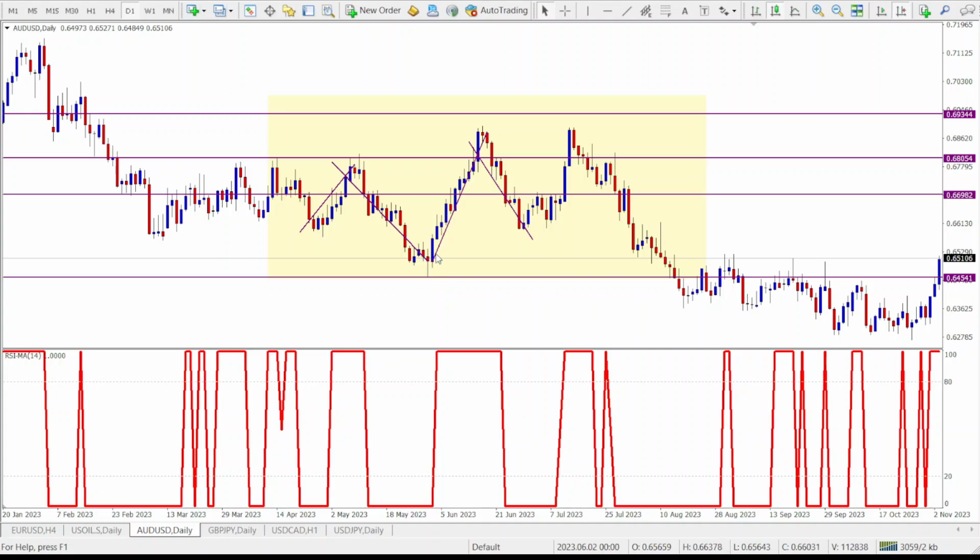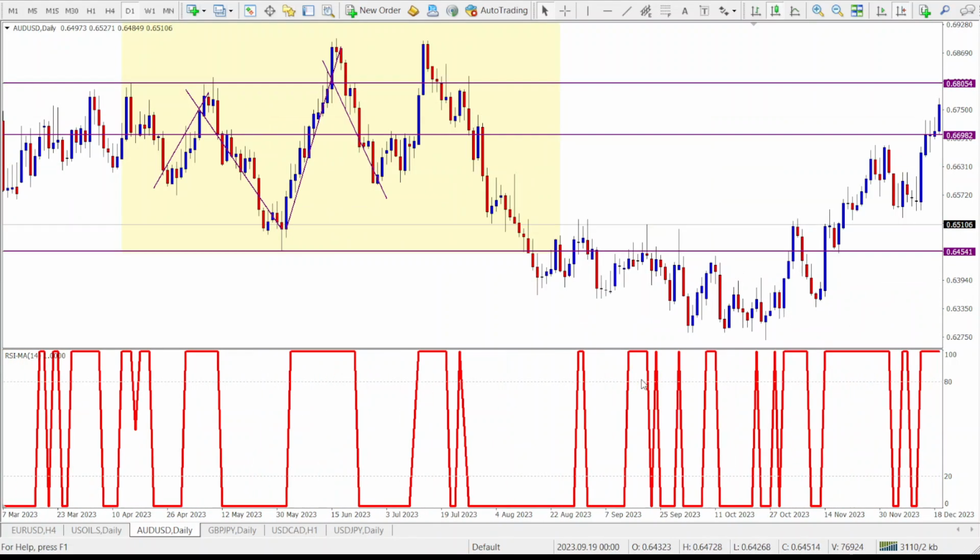You can exit your sell and enter a buy, and when the indicator gets into the overbought territory and then cuts below the 80 level, you can exit your buy and then enter a sell, and then when it drops below the 20 level and cuts above the 20 level, you can exit your sell. So basically you can actually trade such wide consolidation markets using the RSI MA indicator.